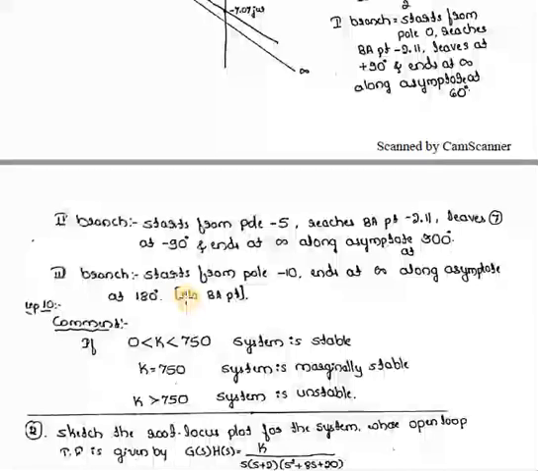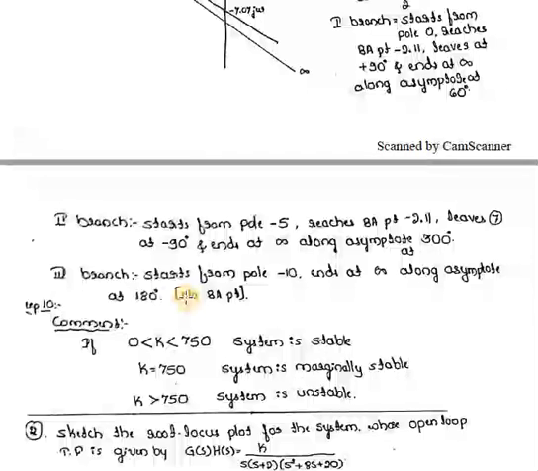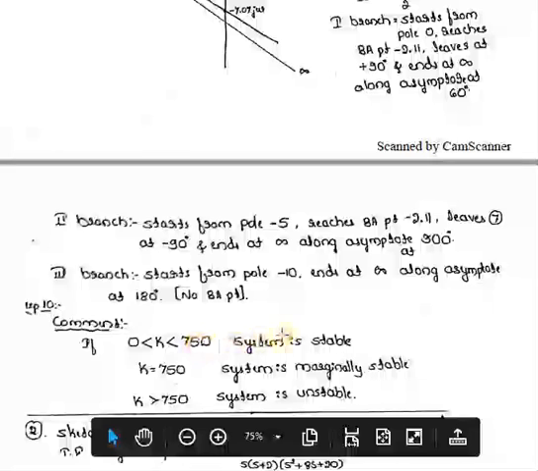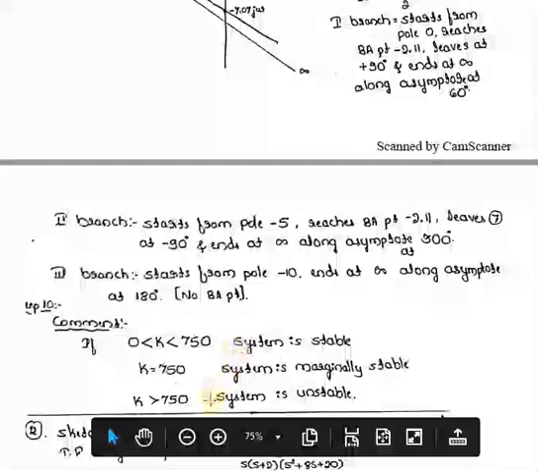The last step, the 10th step, is to comment on its stability. Already you have calculated the marginal value for K. If your K value is between 0 and 750, your system is stable. If the K value is 750, the system is marginally stable. If the K value is greater than 750, the system is unstable. This last comment is very important because you have already calculated this marginal value in your solution. You just need to write these conditions: when your system is stable, when it is marginally stable, and when it is unstable.